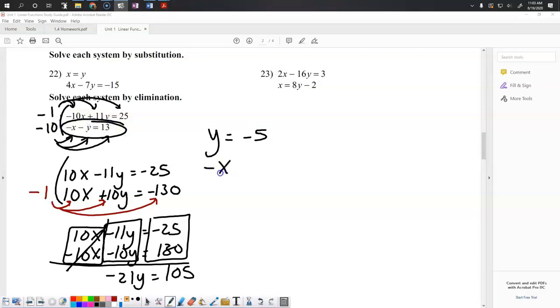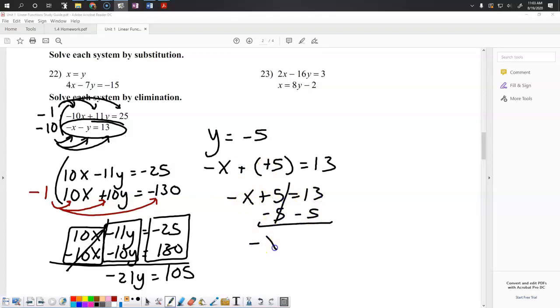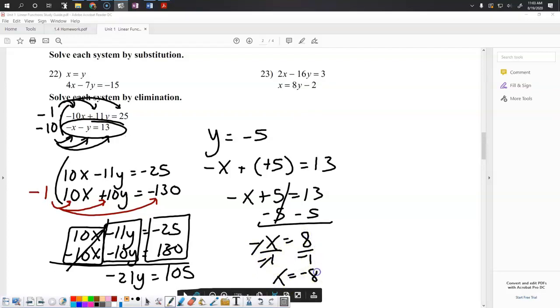So we have -x minus y equals 13. And since y equals -5, I'm just going to plug that in there for the y. The double negatives become positive. And then we go ahead and solve for x. There we go. So y is -5 and x is -8.